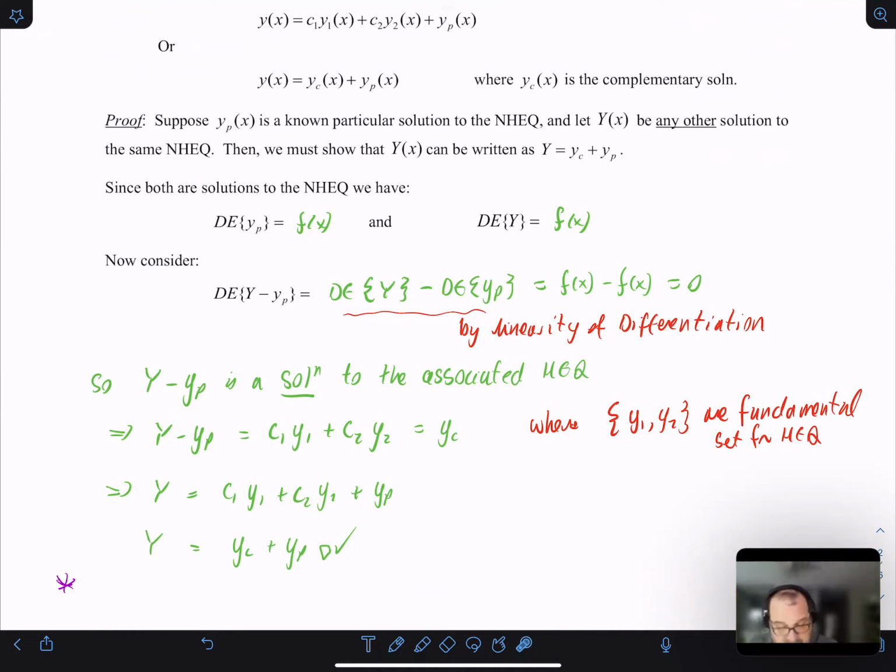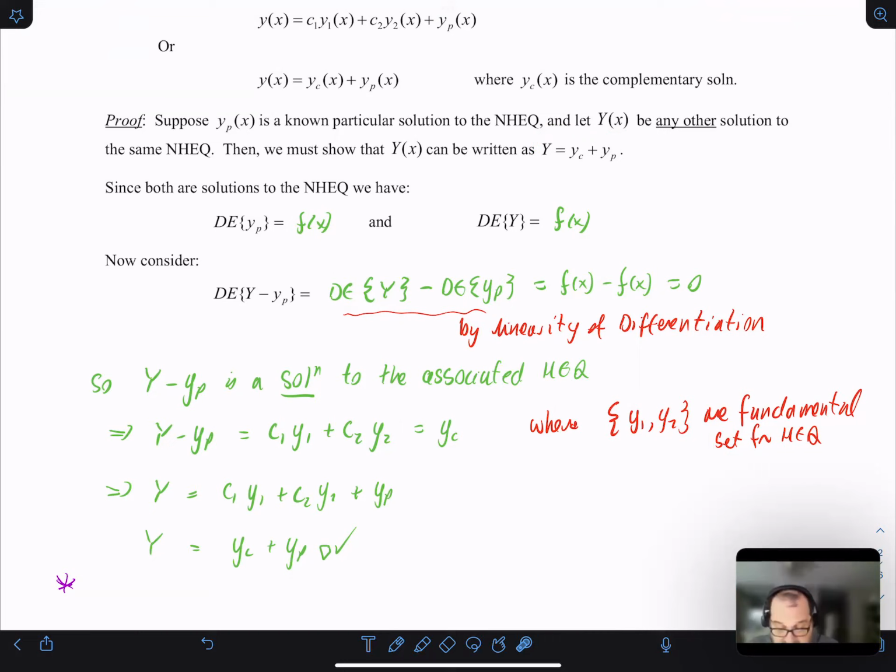But let's assume that we have a particular solution. So let's suppose y sub p is a known solution to the non-homogeneous, and let's suppose that any other solution, a general solution if you like, any other solution to the same non-homogeneous equation, let's call that capital Y of x. Then what we have to show is that capital Y is y sub c plus y sub p. That is what this theorem states. So this is the proof, and it's kind of clever.